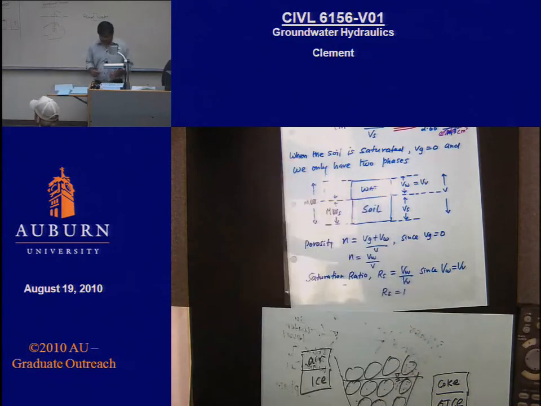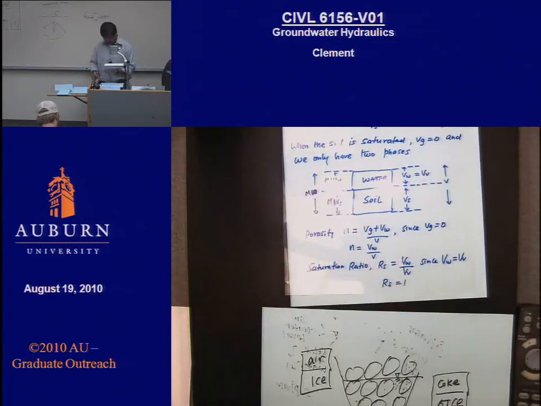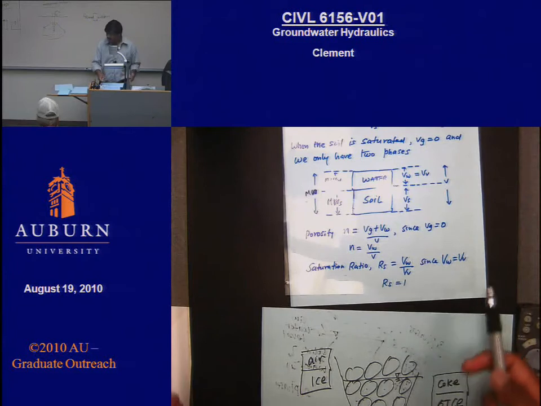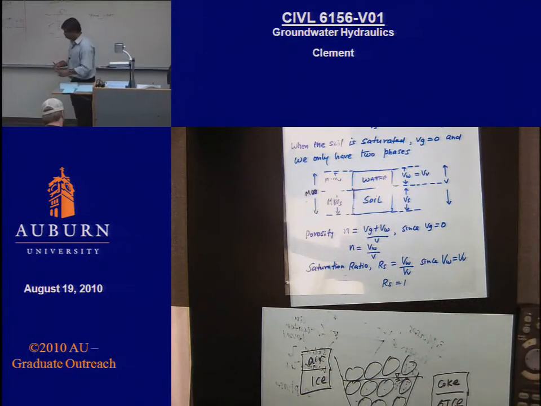Similarly, you can define the saturation ratio, RS, equal to VW by VV. And RS is always 1, because VV, the volume of void, is basically equivalent to the volume of water, because it's all filled with Coke.